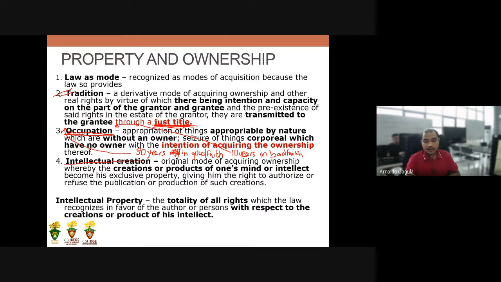Next is intellectual creation, or what is called intellectual property, or IP. It is an original mode of acquiring ownership by creations or products of one's mind or intellect, which become his exclusive property, giving him the right to authorize or refuse the publication or reproduction of such creations. The most basic example is when you discover or invent a device and want to patent it or have your work recognized. You must file to acquire ownership through intellectual creation. Intellectual property is the totality of all things which the law recognizes in favor of the author or persons with respect to their creations, products, or pieces.